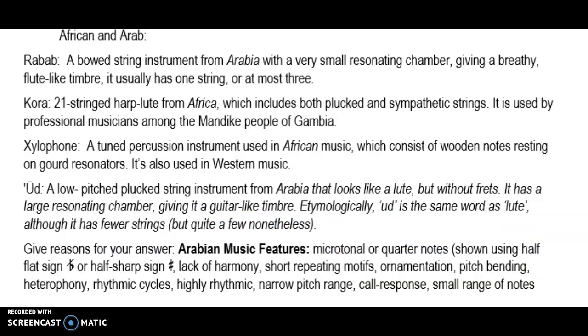African and Arab, the first one is the rabab, a bowed string instrument from Arabia with a very small resonating chamber, giving a breathy flute-like timbre. It usually has 1 string, but it can have as many as 3 strings. So it's a bowed instrument. I have to know that.